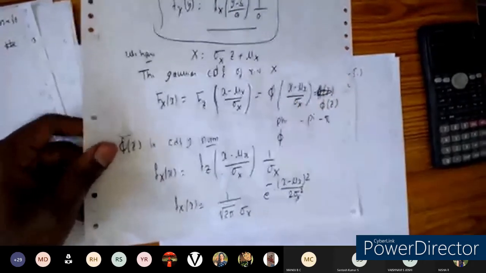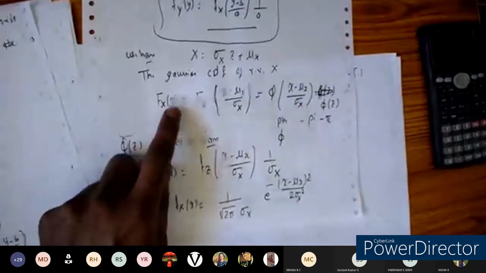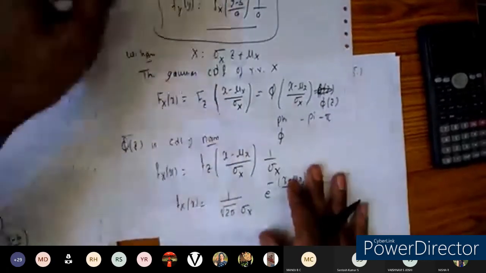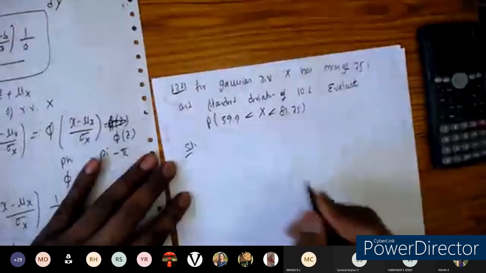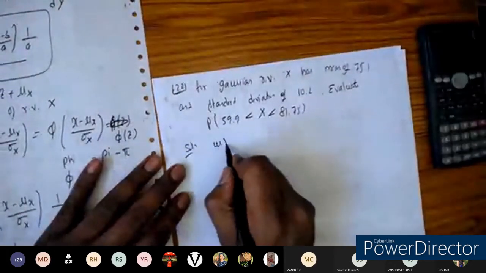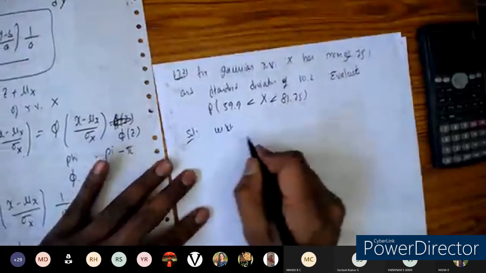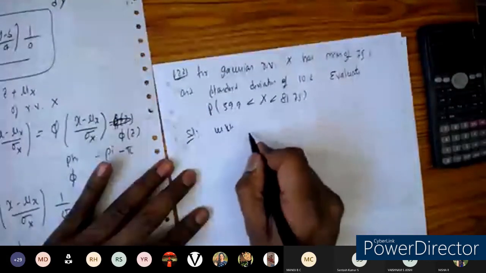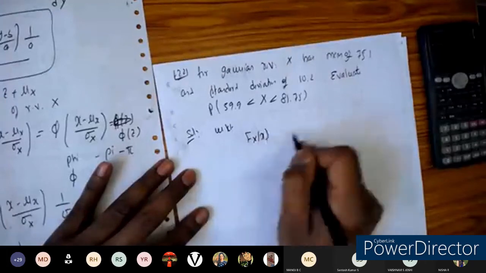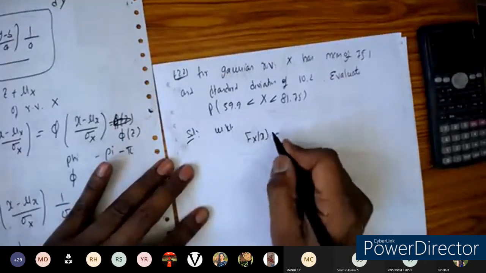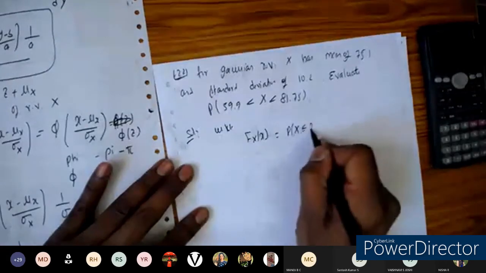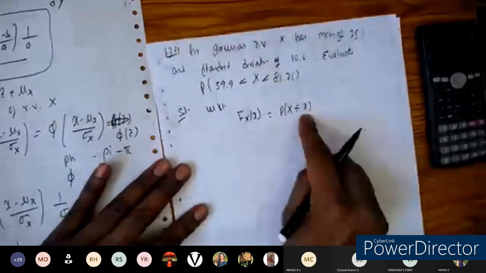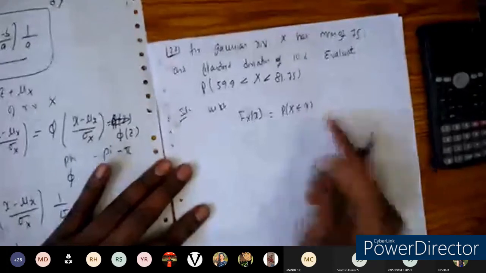You can take this as the concept of the probability of X. We know that the CDF is Fx(x), which is equal to the probability that X can take a value less than or equal to x.